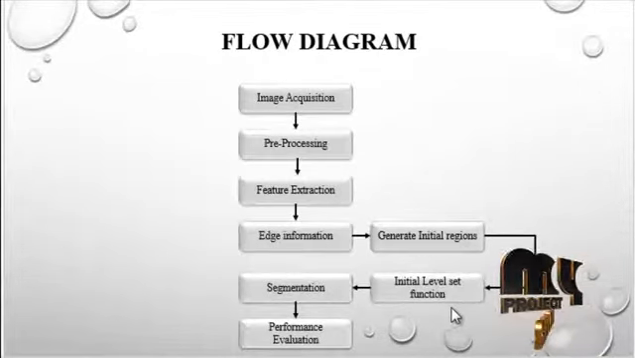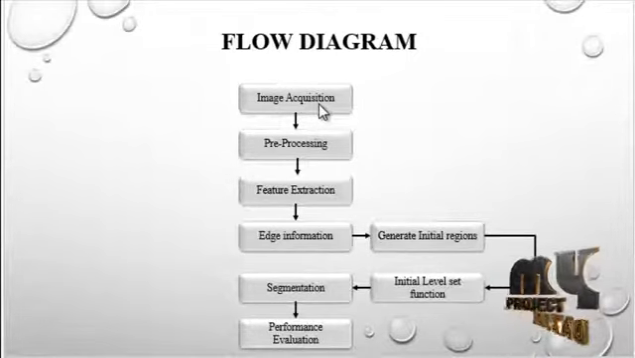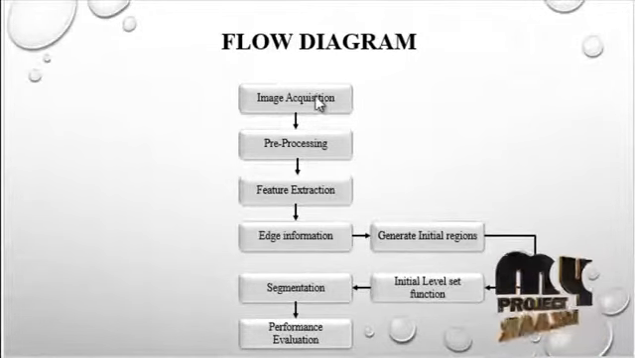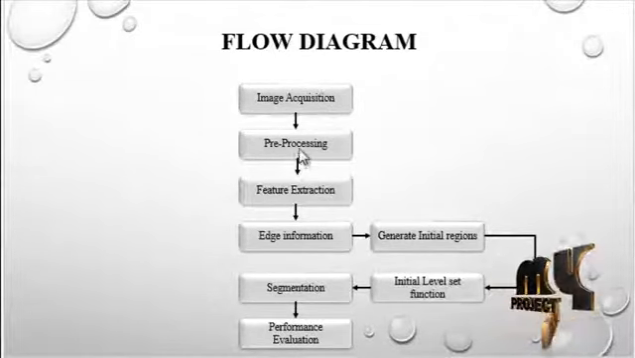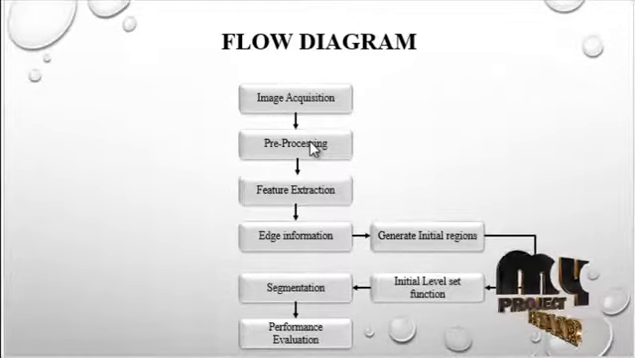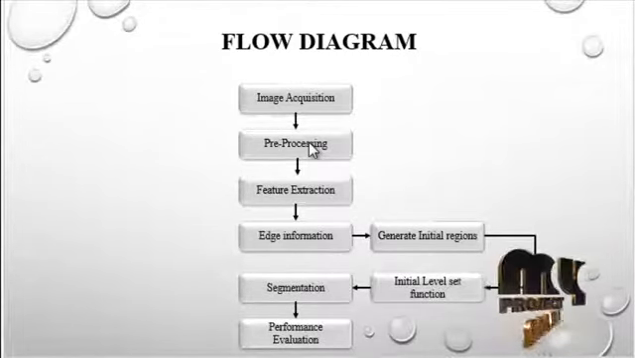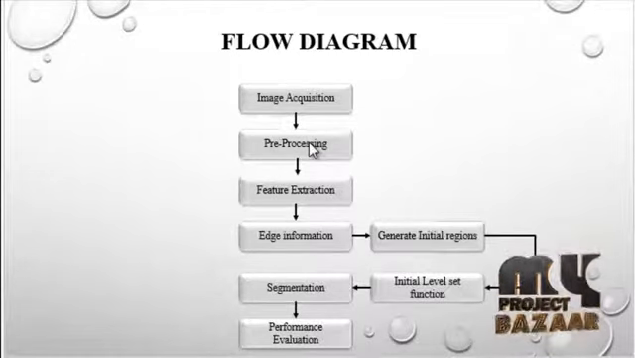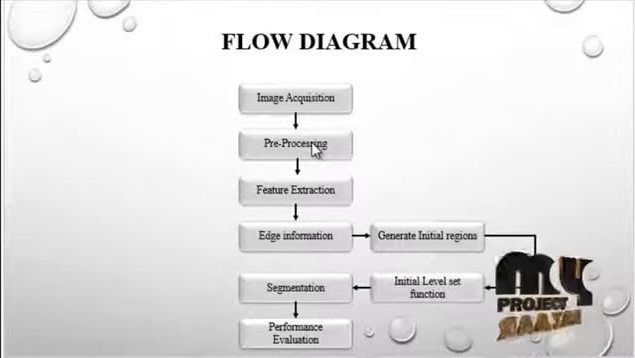And this is the flow diagram of our project. At first, the image acquisition. In that, we take the images from our datasets for processing. The second stage is pre-processing. For pre-processing, we perform image resizing, because all the images in the dataset are of different sizes. For easy processing, we resize the images to 256 x 256 pixels.